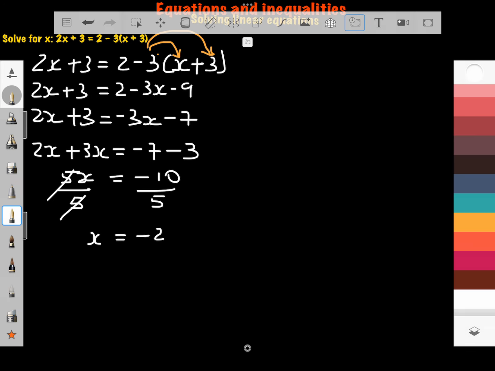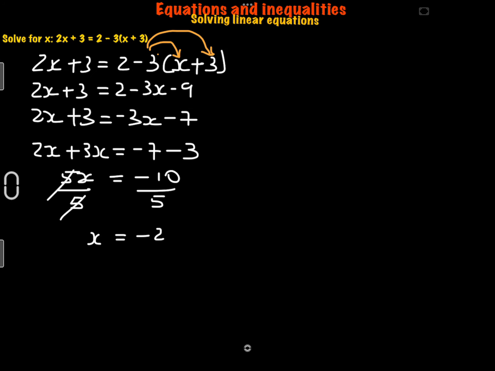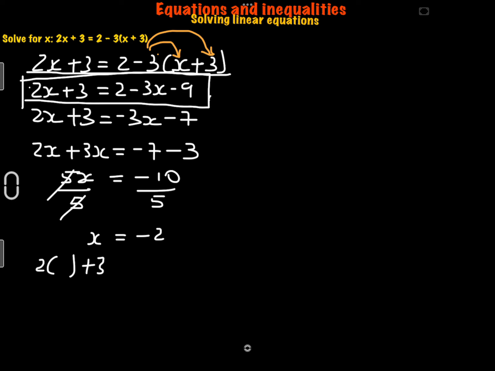So what do we want to do now to confirm and validate our answer? In other words, to consolidate our answer, we're going to use substitution. So we have 2 multiplied by, wherever x is, I'm going to substitute negative 2 where x is, plus 3 using the initial equation. In fact, let me use the second equation because that's where I opened the parentheses.